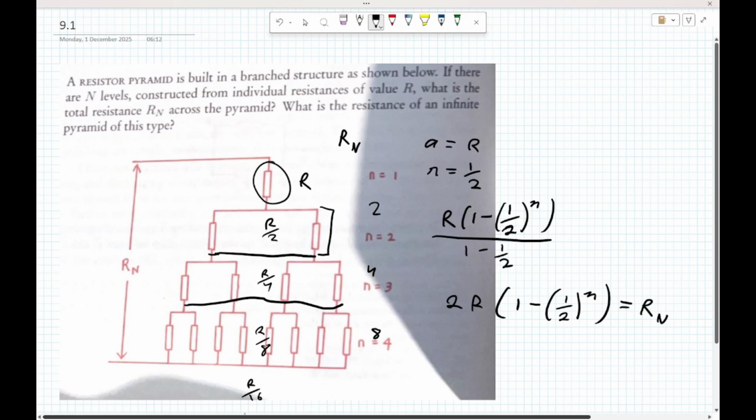If you want to test the theory again, we know that as n tends to infinity, this is going to become very, very small. It's basically going to tend to 0. So that means you have 2R times 1, which is 2R. So yep, the mathematics agree with our physics. This is the solution.